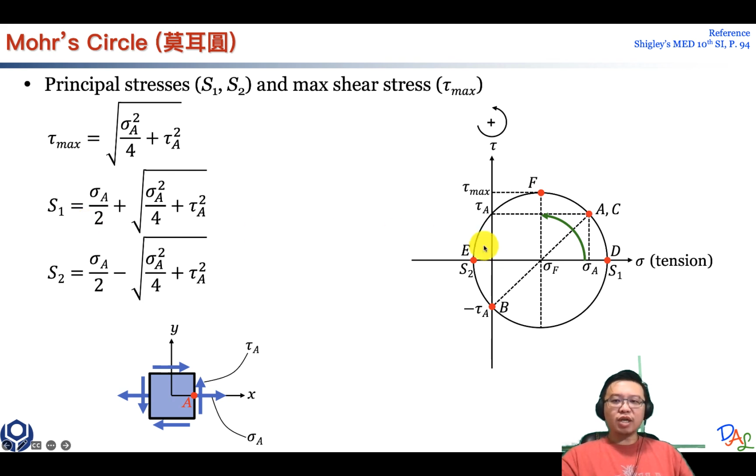And how about S1? From this center to S1, this is basically the radius. How about this part? From this point to the origin, this distance is basically half of sigma A. So if you have half of sigma A plus the radius, you have S1. Or if you have half of sigma A minus the radius, you get S2. So these are the three equations for you to calculate tau max, S1, and S2.